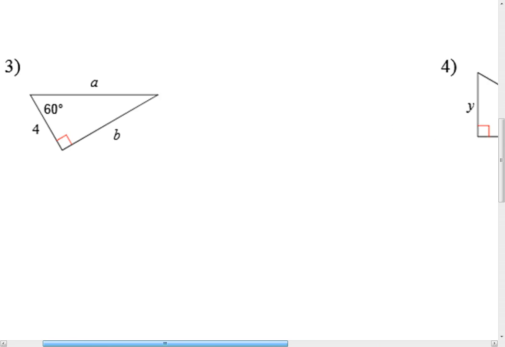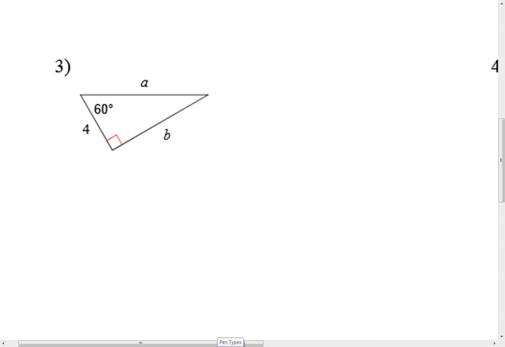Some of you are confusing what we just did with 30, 60, 90. 30, 60, 90 is this pattern. Why did I do that? That's so I could find the short side. What is the short side? 4. You don't have to put anything in there.